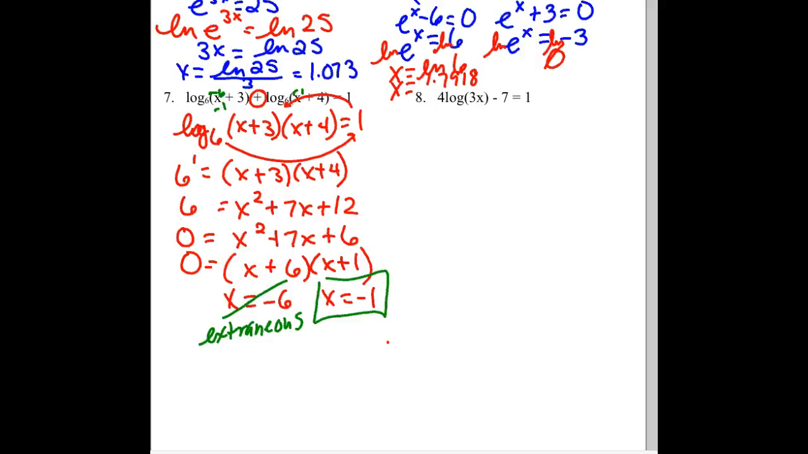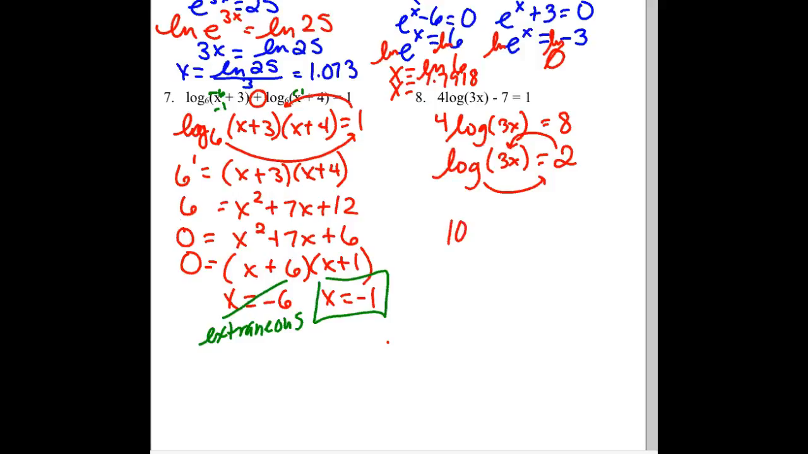And our last one here, number 8. Before I deal with the log of 3x part of it, I'm going to get rid of the 4 and the -7. So we have 4 log of 3x. If I add that 7 over, I have 8. Now I can divide my 4 out. I get log of 3x equaling 2. And remember, when we have just a plain log, a common log, that means base 10. So when we rewrite it in exponential format, we have 10 to the second equals 3x. 10 squared is 100, so x is going to be 100/3.